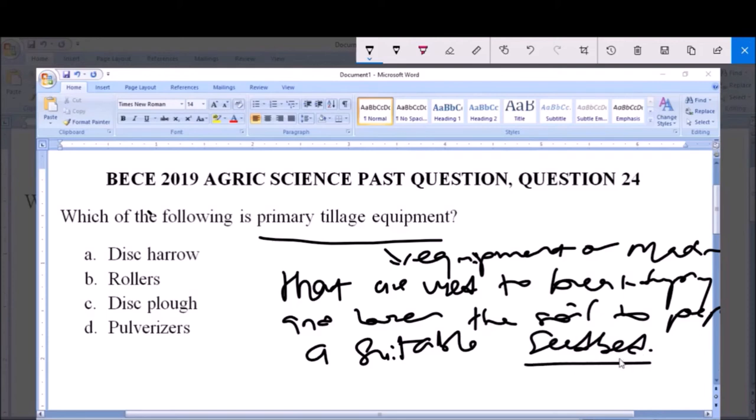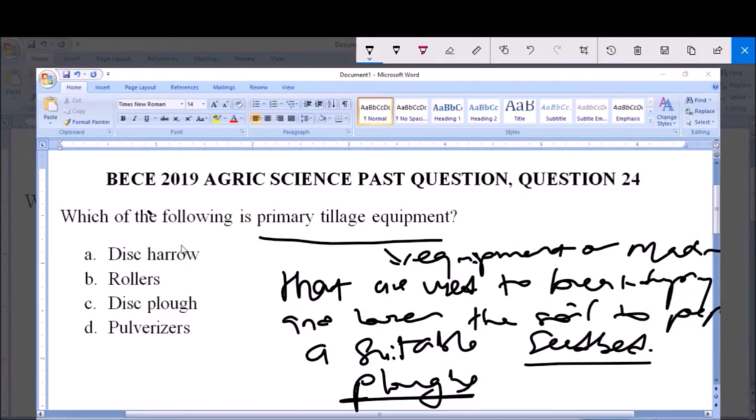Now seed bed is just soil that is prepared for planting seeds that will later be transplanted to their main sites for growth. So these are primary tillage equipment. They include the plows. Plows are the basic primary tillage equipment. They are used to break open the soil and loosen the soil for seedbed purposes. Now the question says which of the following is a primary tillage equipment.